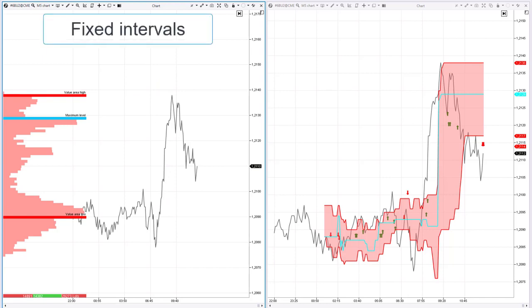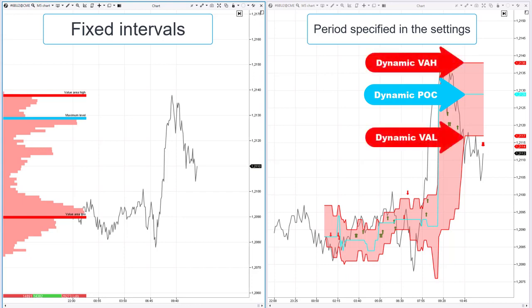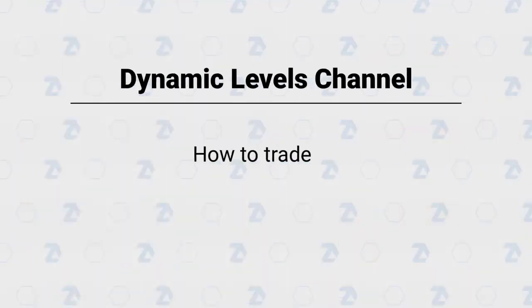If the standard market profile builds profiles at fixed equal intervals, the dynamic levels channel builds, so to speak, a floating or sliding profile based on the period specified in the settings. A link to instructions for setting up the dynamic levels channel indicator is also in the description. A blue line shows the change in the level of the max volume for the number of candles that is set by the value of the period parameter. Two red lines show the change in the upper and lower boundaries of the value area for the same period.